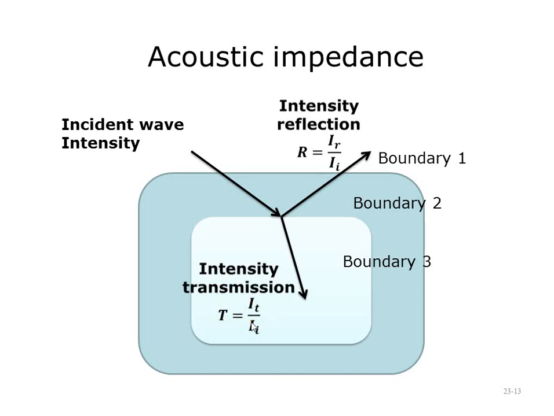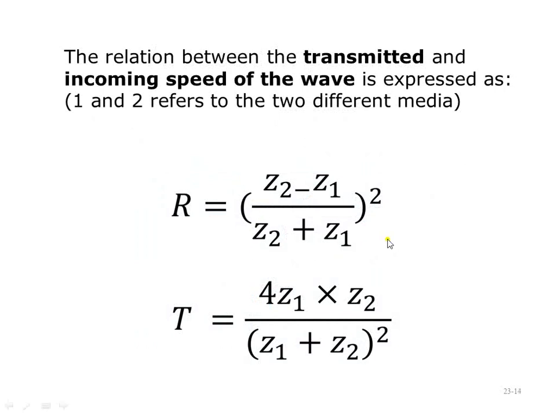According to the conditions that we have mentioned before, especially the second condition that states that the energy should be conserved, therefore we can say that R, the intensity reflection, plus T, the intensity transmission, should equal 1. The equations of the intensity reflection and the intensity transmission are given as follows. R equals (Z2 minus Z1) divided by (Z2 plus Z1), all squared. T equals 4 Z1 multiplied by Z2 divided by (Z1 plus Z2) squared.